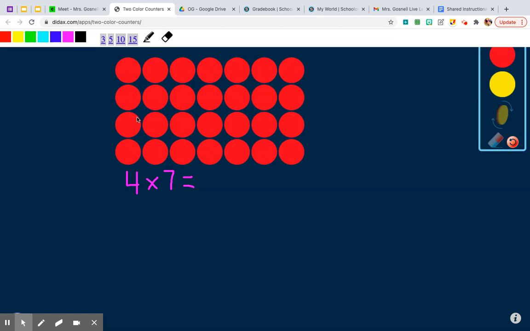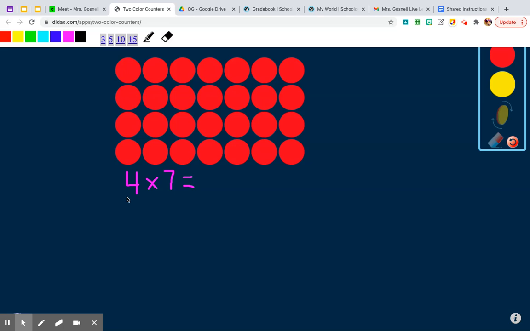So we're looking at this array here. This array represents this multiplication equation here. Remember, an array is just a rectangular shape made of equal rows and columns. This shows us multiplication. This is how we model multiplication.